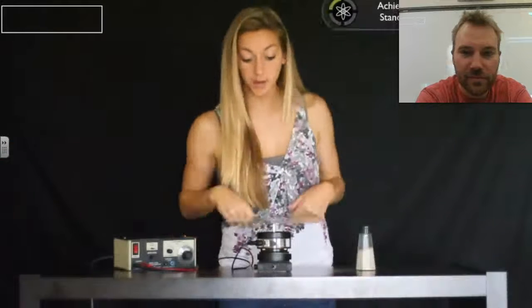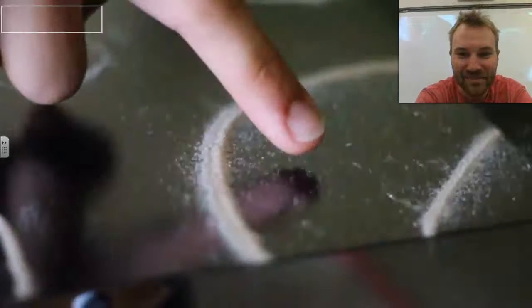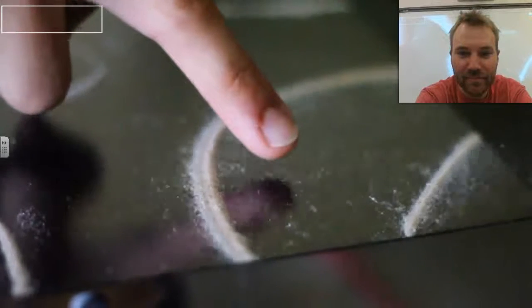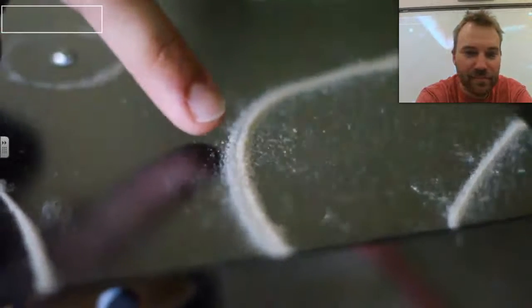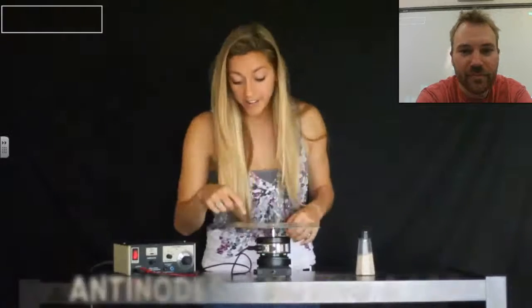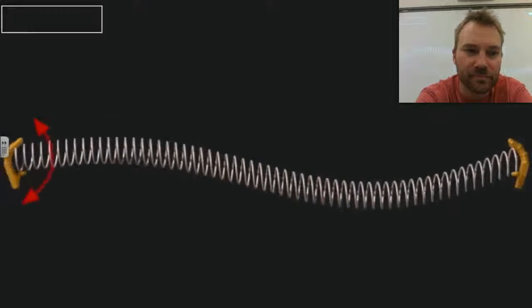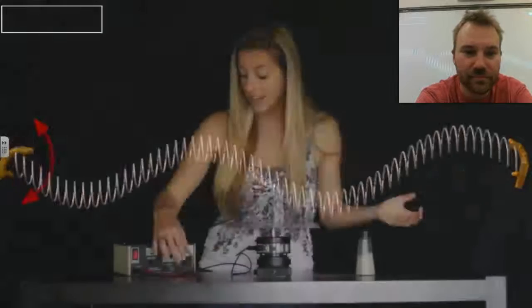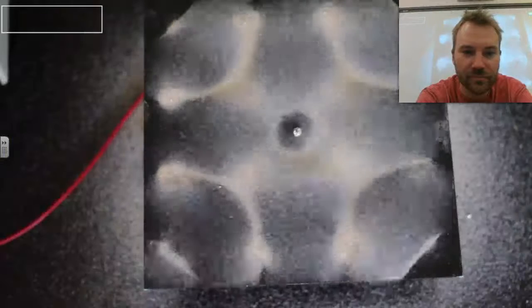Now that we've mastered standing waves, let's go back to our square plate. If you look closely, there are places where the plate and the sand are moving a lot, and places here where they're not moving at all. These are nodes, just like the nodes that didn't move on our slinky. Here are the antinodes. And just like we needed specific frequencies to get standing waves on our slinky, the same is true of our plate.